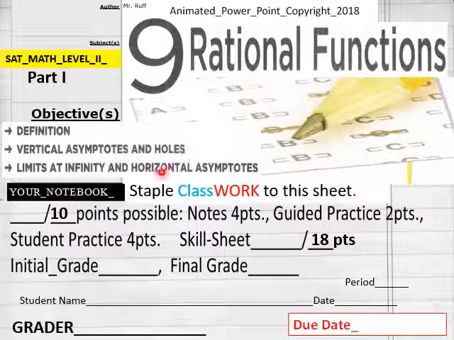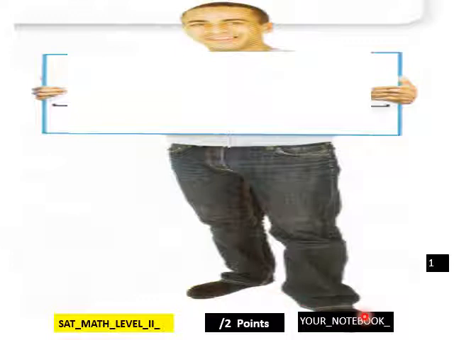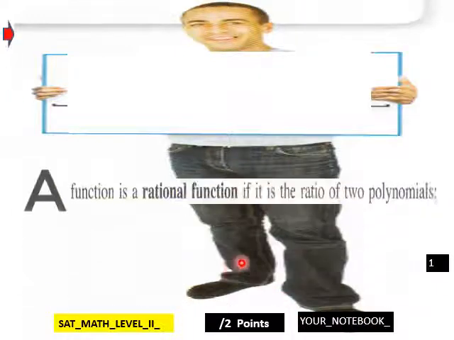And for today's lesson, you have 10 points to go into your notebook, part 1, rational functions. And you have 18 points to go on your classwork sheet, which you should have in front of you. Name, date, period, students in my class, due date for online and homeschool. And for today's lesson, page 1, a notebook entry here.